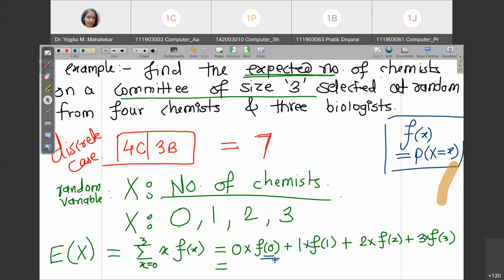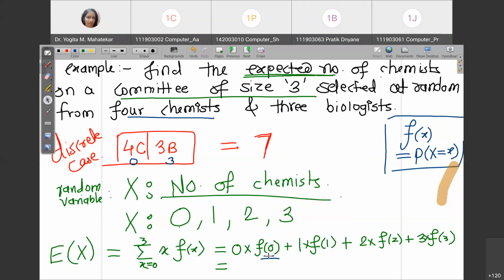No chemists. f of 0 means, how to read it? The probability of forming a committee with 0 chemists. But I have to find a committee of size 3, so all 3 should be biologists and 0 chemists. So you will be choosing 0 chemists out of how many chemists? In total there are 4. So I'll be choosing 0 chemists out of 4, and all 3 biologists from the 3 biologists. So is this question of finding probability going towards a permutation or a combination? You have to arrange or you have to choose? Combination. So it's a question of combination.